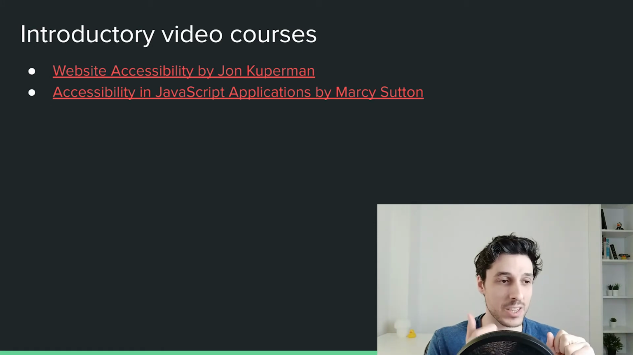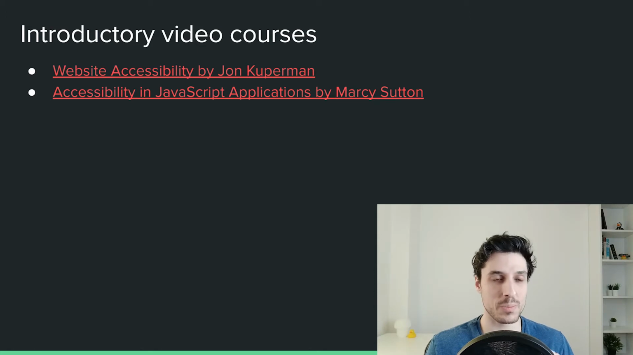So, the Frontend Masters course called Website Accessibility by John Kuperman, and the Frontend Masters course called Accessibility in JavaScript Applications by Marcy Sutton. I've seen both of them actually as my introductions to accessibility. I recommend them both very highly. They're very good, pretty thorough, still introductory, I would say.